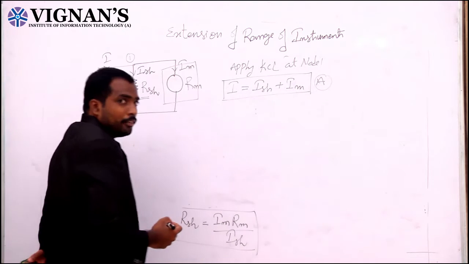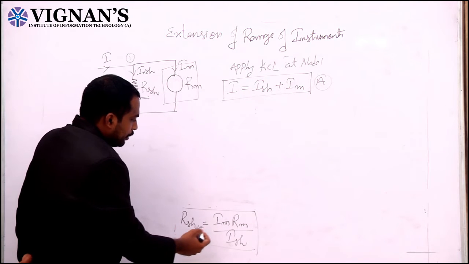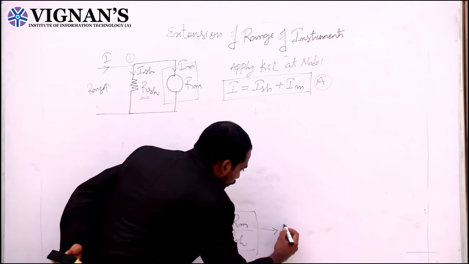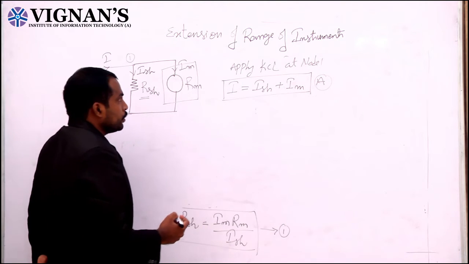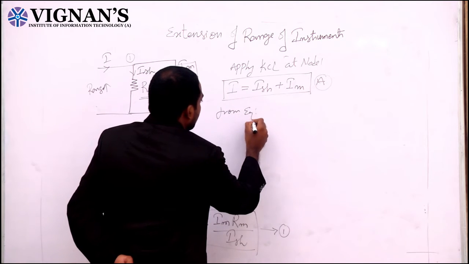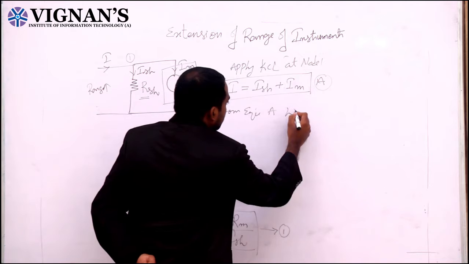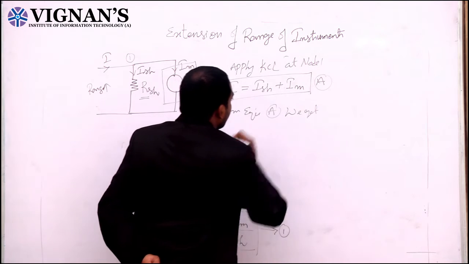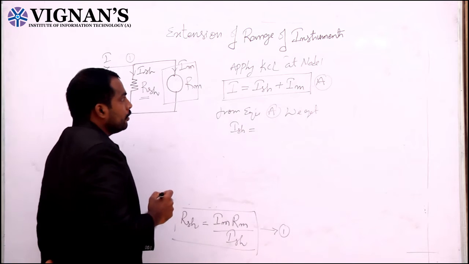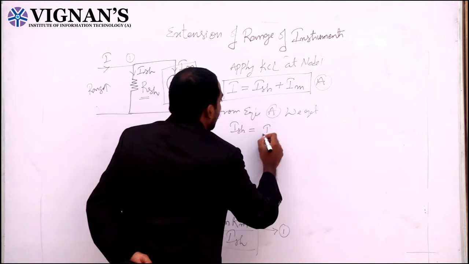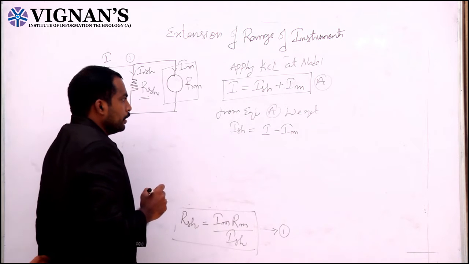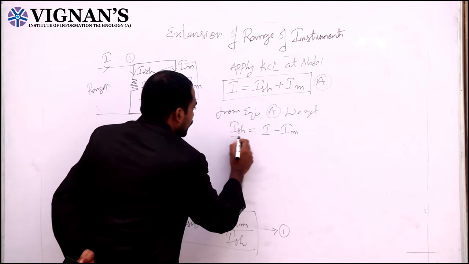We have already got the value of RSH, where RSH is equal to IM into RM by ISH. Let it be equation 1. From equation A, we get the value of ISH equal to I minus IM. So we are getting the value of the shunt current ISH.